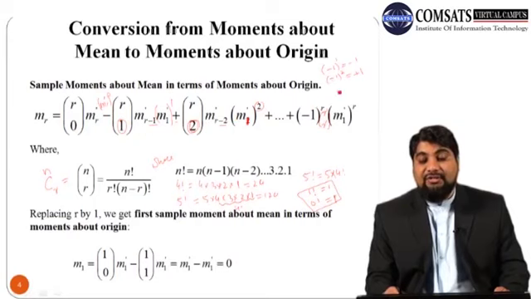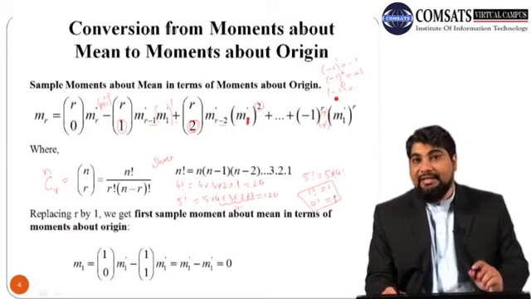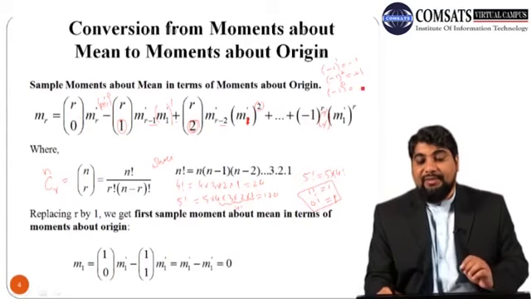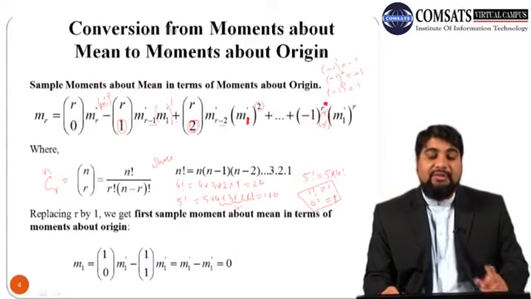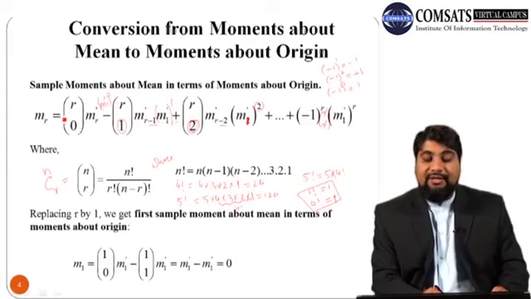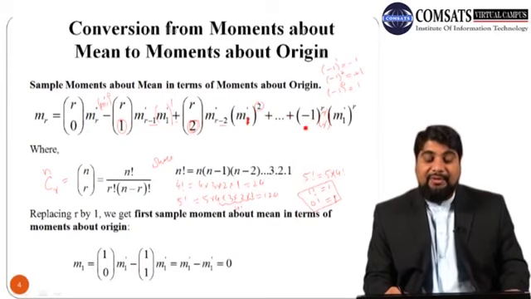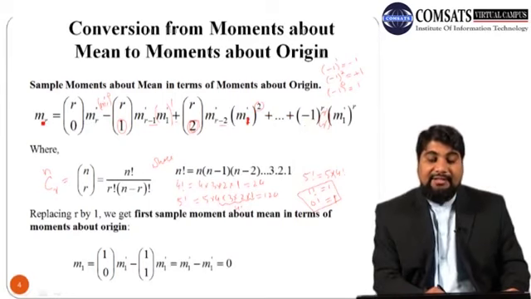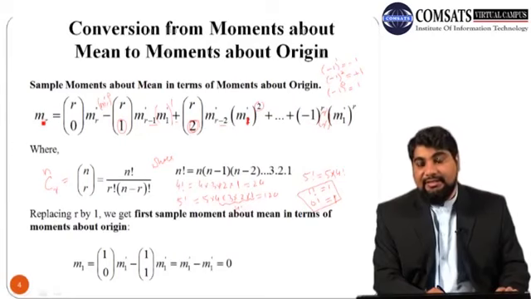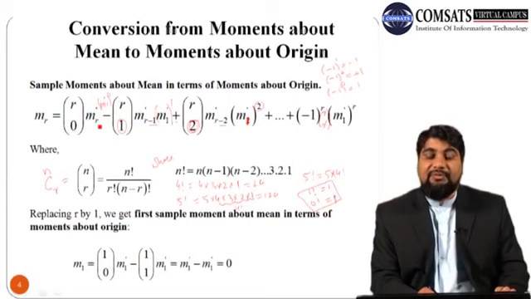Here we have 0, so minus 1 raised to power 0. Remember that anything raised to power 0 is always equal to 1. So that's why it is 1 with plus sign. So this is how we can get the r-th central moment from the moments about origin.